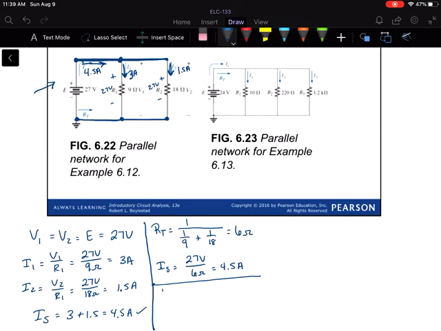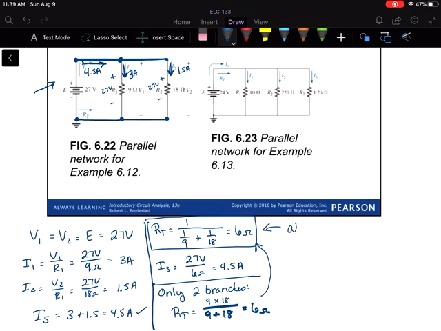If you have only 2 branches in your parallel circuit, then you could also find RT by doing what we call product over the sums, where you take your 9 times 18 over 9 plus 18, and you should get the same thing that we got up here. However, this equation always works. Okay, so feel free to use that equation.